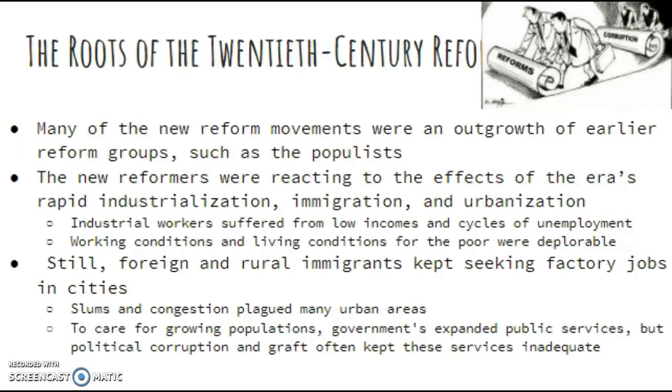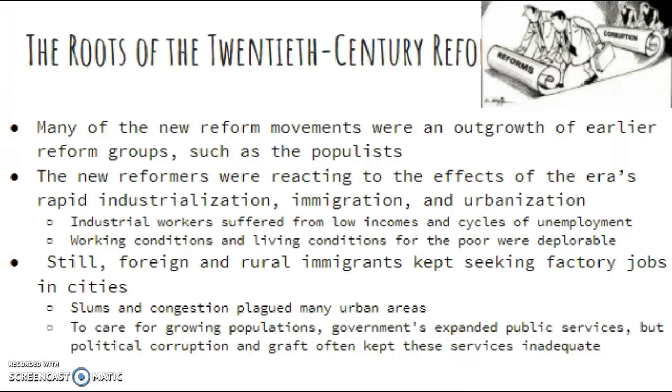To care for these growing populations, governments expanded their public services, but political corruption and graft often kept these services inadequate. We talked a little bit about this during the Gilded Age with Boss Tweed and the corruption that occurred specifically in New York City around Tammany Hall, that political machine that Boss Tweed was the boss of. Him having complete control of the voting system made it so that he could get candidates into a place that he could take advantage of or bribe, and it created a really ineffective system that was only making a very small number of people wealthy.